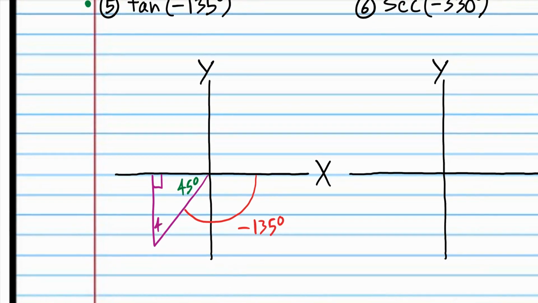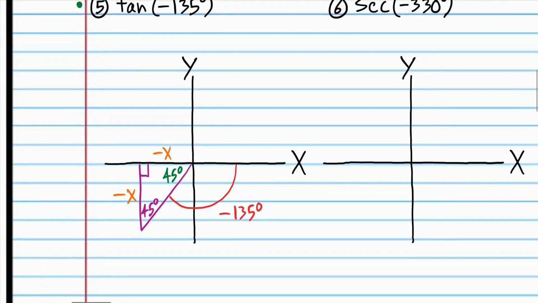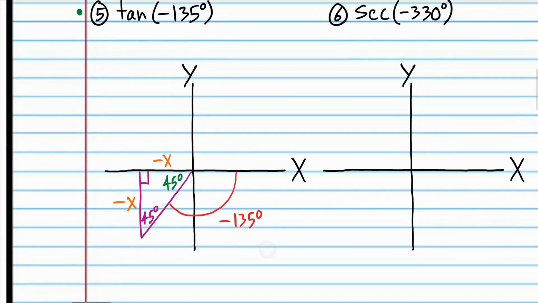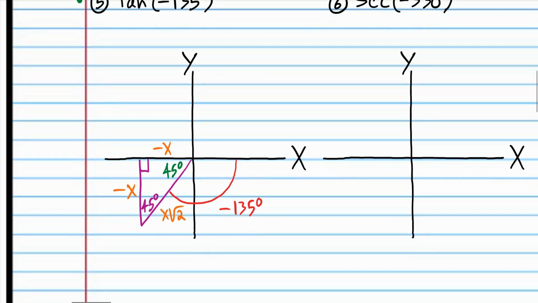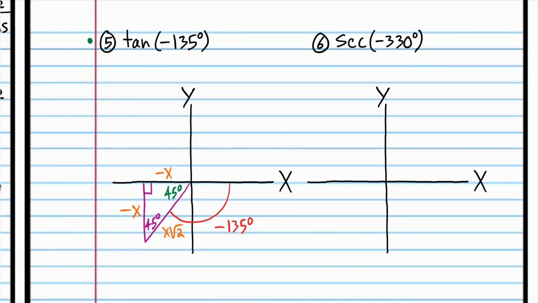So that means by the triangle sum theorem, this angle is 45, and of course this side is x, but it's negative x because the triangle is going to the left, and it's negative x on the other side because the triangle is going down. And of course this side must be x root 2. Again, it's a 45, 45, 90 degree triangle.